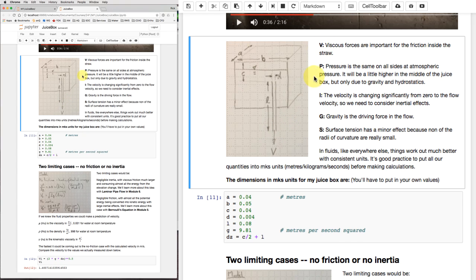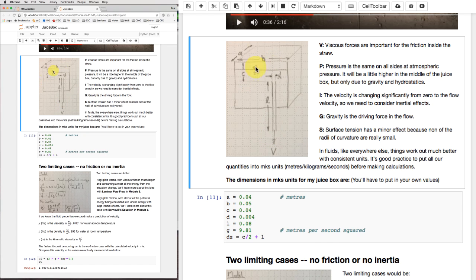So if we look at our VPIG's mnemonic, viscous forces are going to be important for the friction on the inside of the straw. The pressure is the same on all sides. It's atmospheric pressure. It might be a little higher in the middle of the juice box, but it's only due to gravity and hydrostatics, so we're not going to worry very much about pressure. Velocity is changing significantly. It's 0 here. It's accelerating into the straw and coming out of here at some noticeable velocity unless the viscosity is really high. Gravity, well, gravity is what's driving the flow.